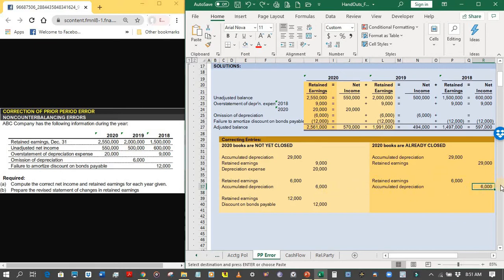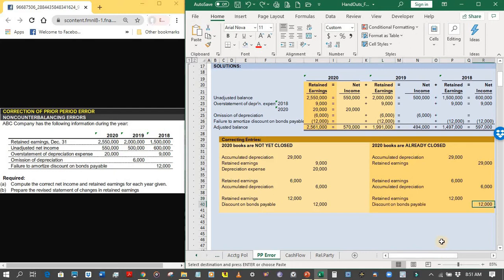Then for the failure to amortize discount on bonds payable, the journal entry here is a debit to retained earnings for 12,000 and a credit to discount on bonds payable for 12,000. And again, these accounts are both real accounts. That is why the same entry would be the entry to be made assuming the books are already closed. So that will be a debit to retained earnings of 12,000 pesos and a credit to discount on bonds payable for 12,000 pesos.